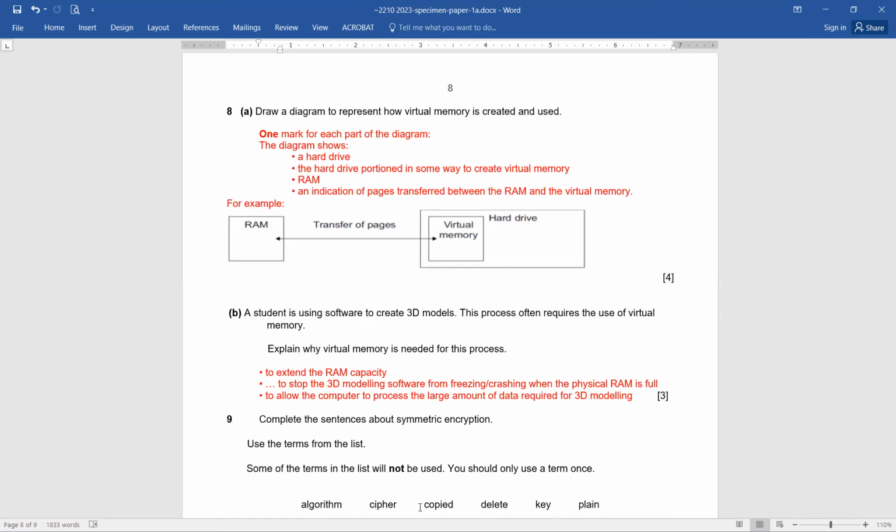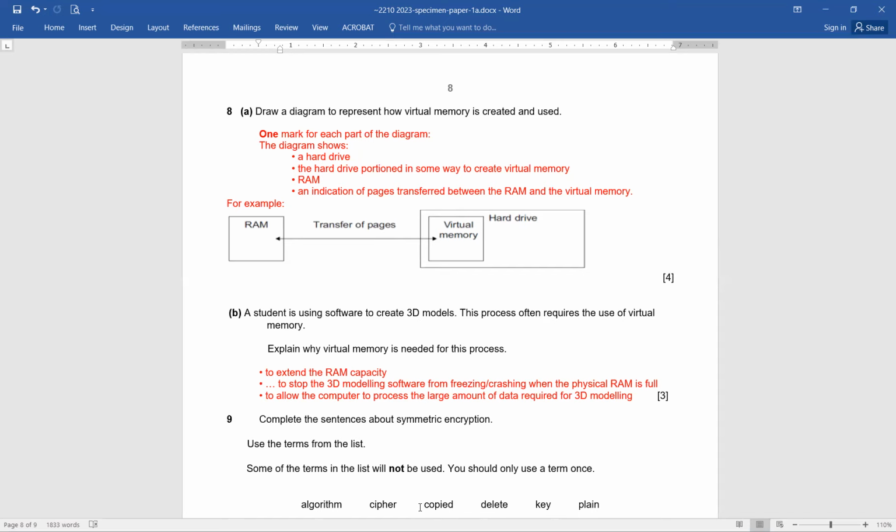To extend the RAM capacity, to stop the 3D modeling software from freezing or crashing when the physical RAM is full, to allow the computer to process large amount of data that is required for 3D modeling. So definitely it's a very simple thing. Rather than extending your RAM capacity, we are going to use the empty space of your hard drive as RAM and as virtual memory, and that is what is mentioned here. So if you have written this answer following the whole sequence properly, then definitely you will be able to score 3 out of 3.